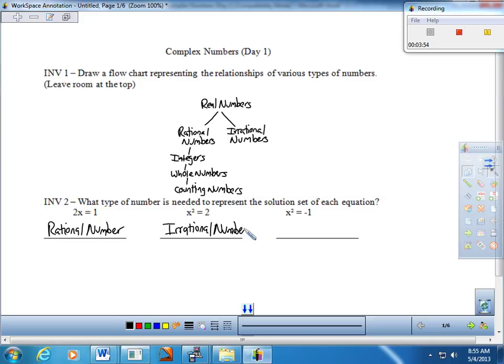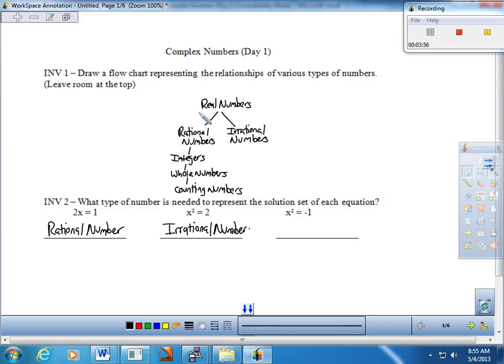So in order to solve this type of equation right here, we need a different type of number than this set of branches. We need this. Okay, let's get this last one taken care of. Now what happens when I come over here? Look at all these numbers. Is there any rational number that you can think of that would be squared and give you -1? Is there any irrational number that you can square that would give you -1? And as a result, guys, is there any real number that you can square that would give you -1?